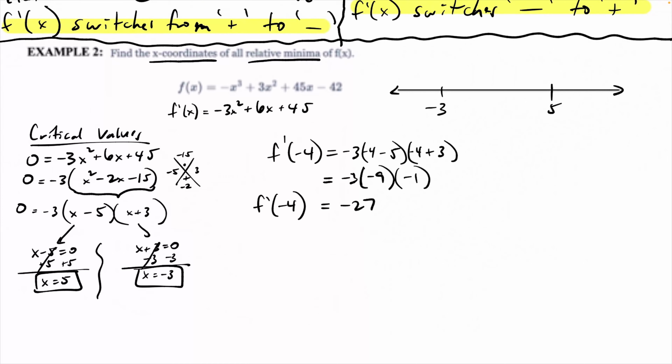So what does that tell me? What does -27 tell me? How do I use that number, -27? Because that's what this chapter is all about. Okay, you got -27, what does that mean? That's a question I'm going to ask you guys a lot this chapter. It means it's decreasing, right? Anything left of -3, the function is decreasing. Okay? The number 27 is meaningless. What is the important part? The negative. Okay? I could care less what number it is. I just want to know if it's positive or negative.